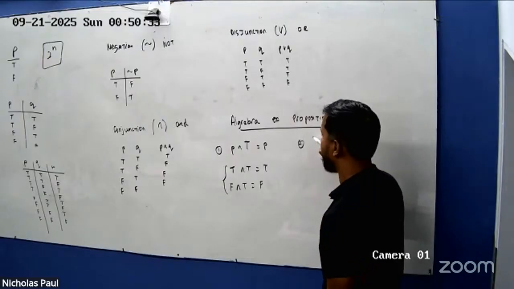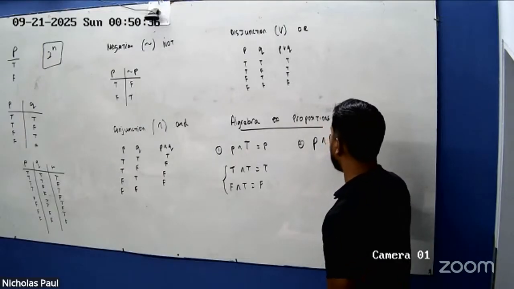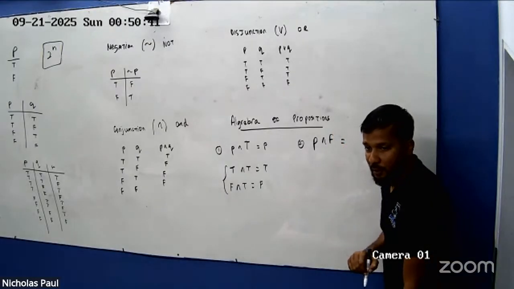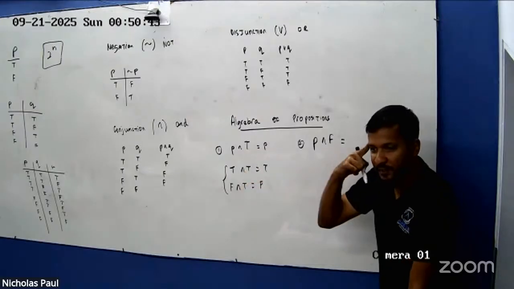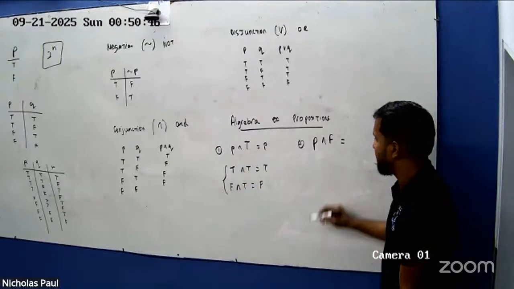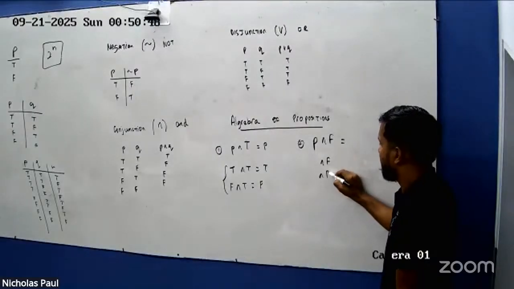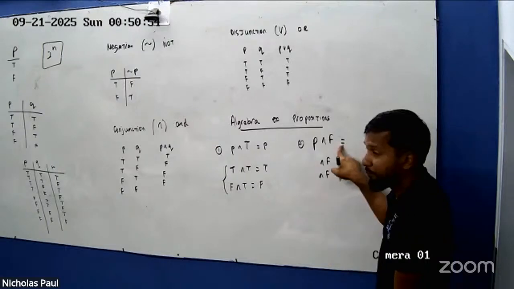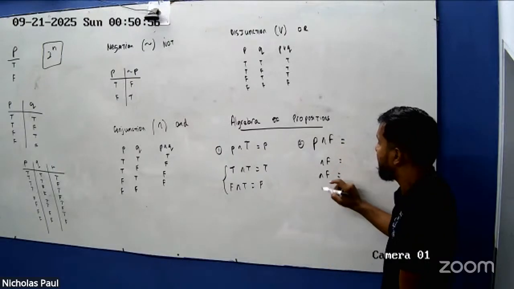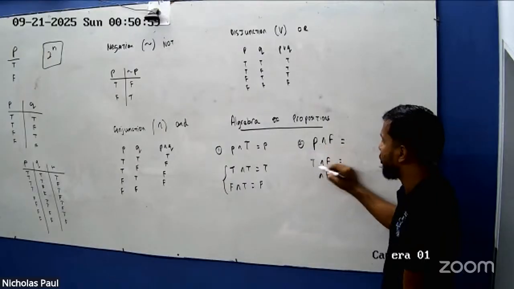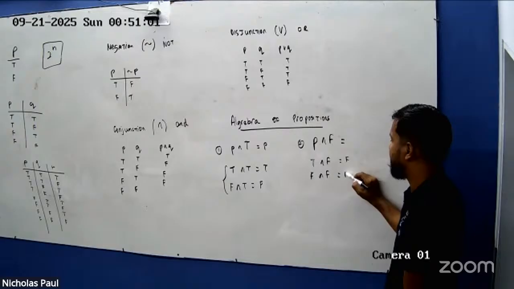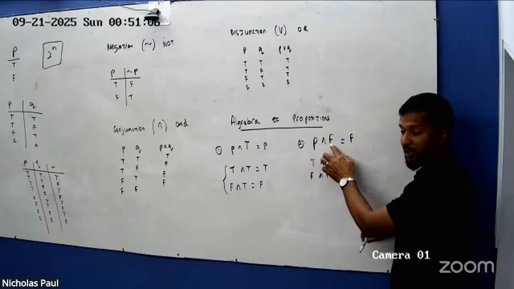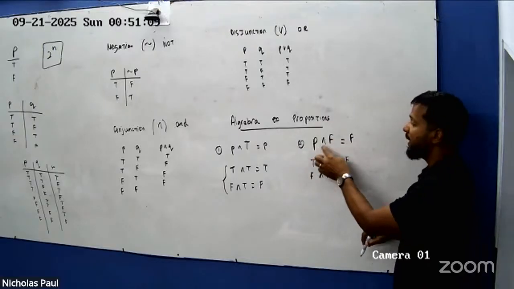Let's try the next one. What is P and false? Think about it. Run through the two examples in your mind and see what the answer is. What do you think is the answer here? False. Because when P is true, it's still false. When P is false, it's still false. It means that the false controls the whole thing. So P and false is false.